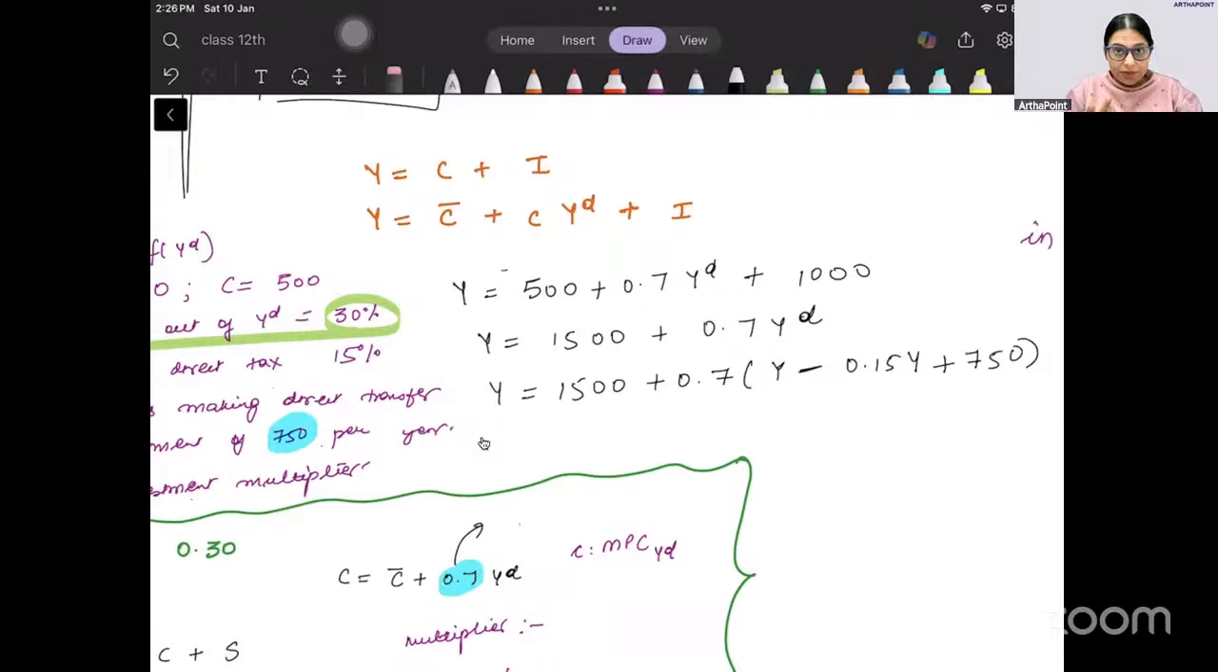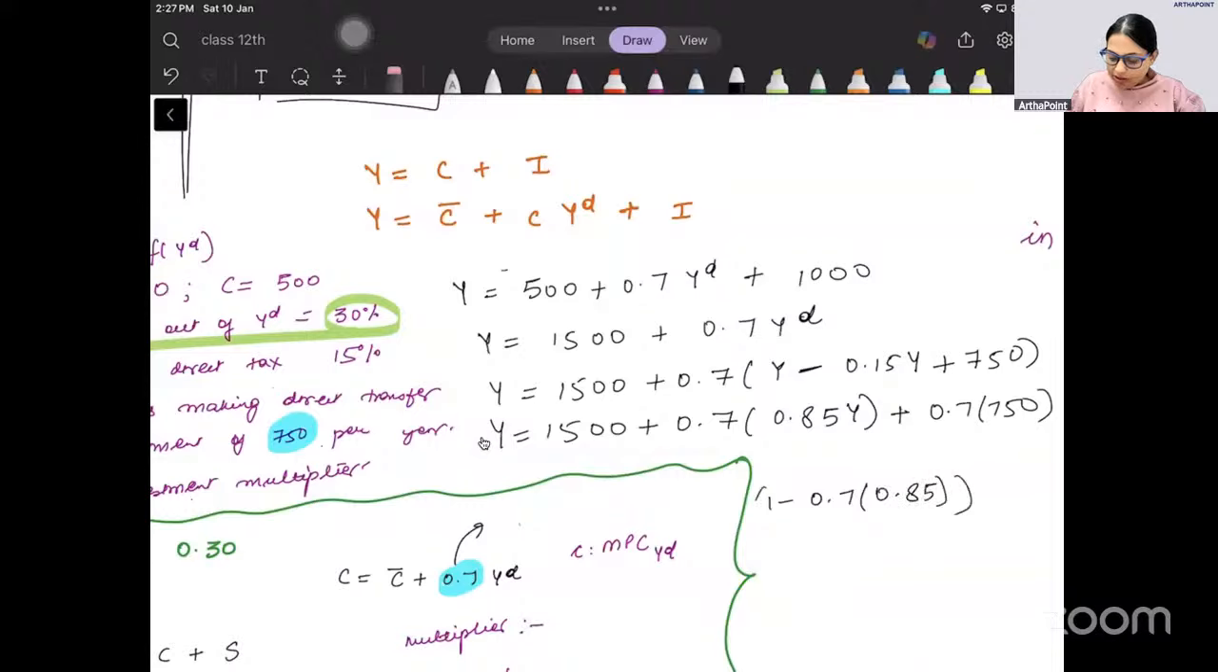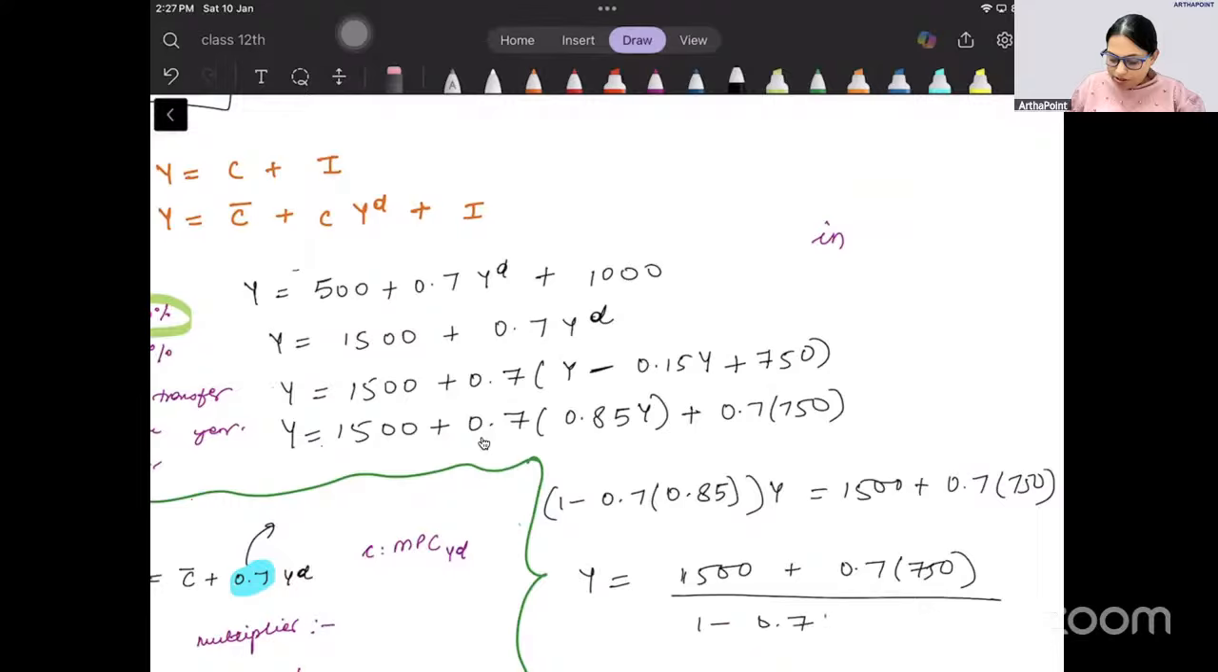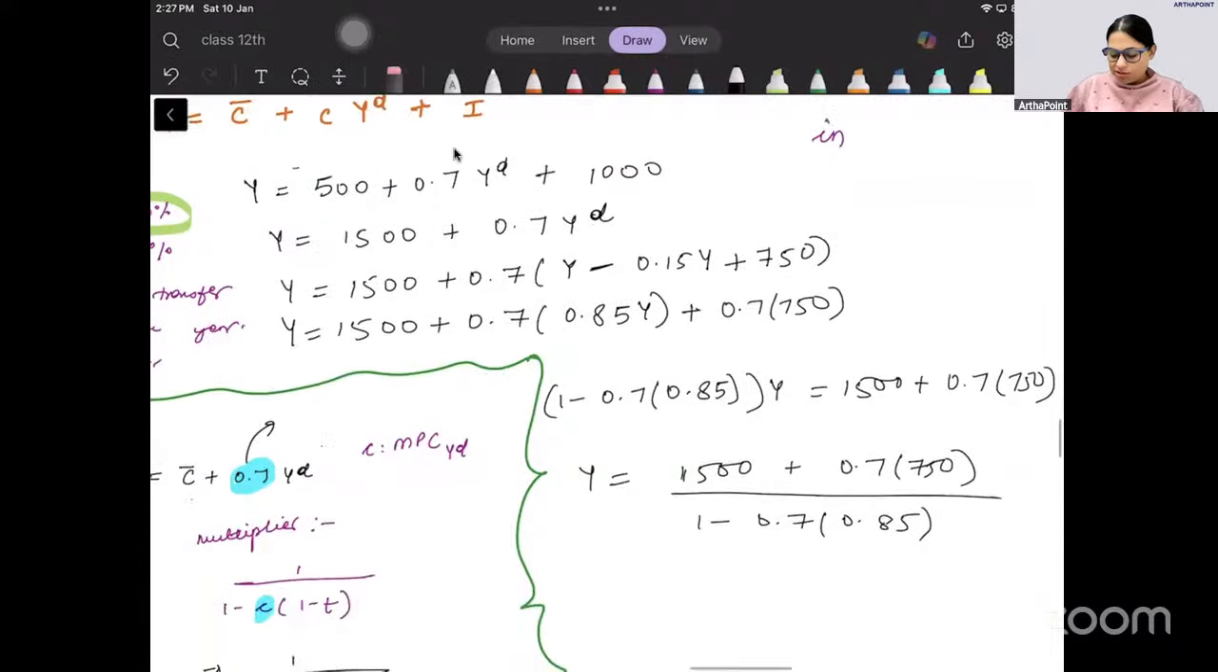The government's transfer payment also has to be included in disposable income. So Y is equal to 1500 plus 0.7, can you calculate this for me, 0.85 Y plus 0.7 into 750. Then 1 minus 0.7 into 0.85, Y is equal to 1500 plus 0.7 into 750. Y is equal to 1500 plus 0.7 into 750 by 1 minus 0.7 into 0.85. Calculate this. What's the value you are getting? 5000. Okay, so 5000 will be your answer. This will be your equilibrium income in the society.